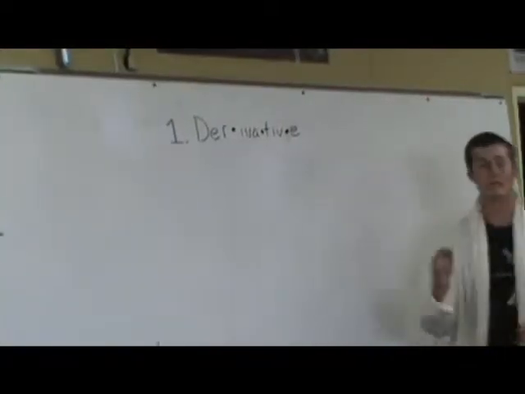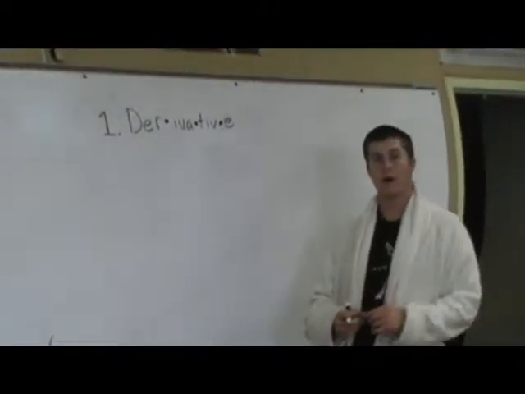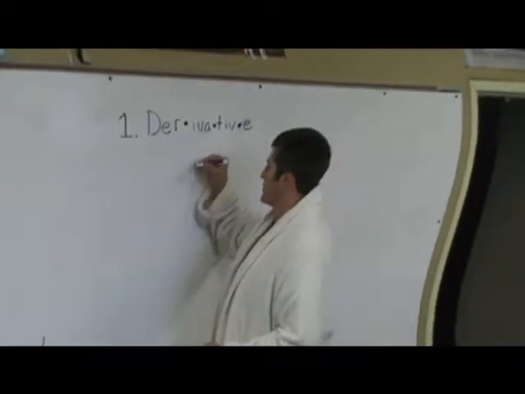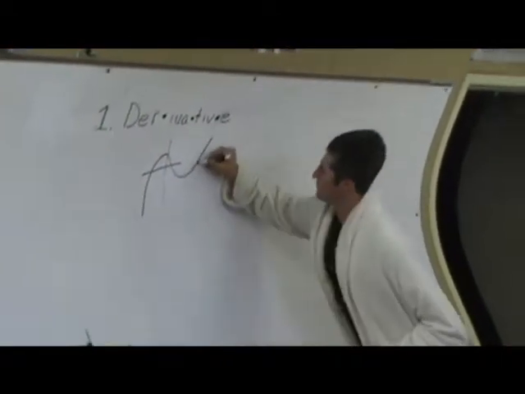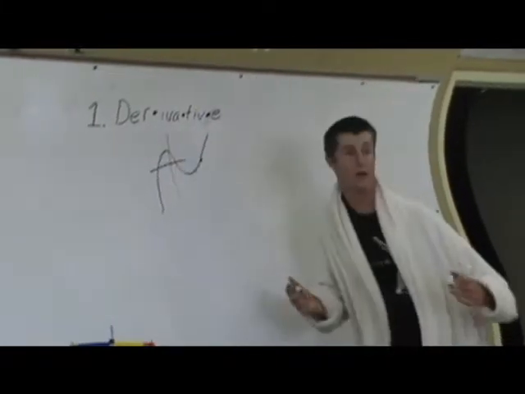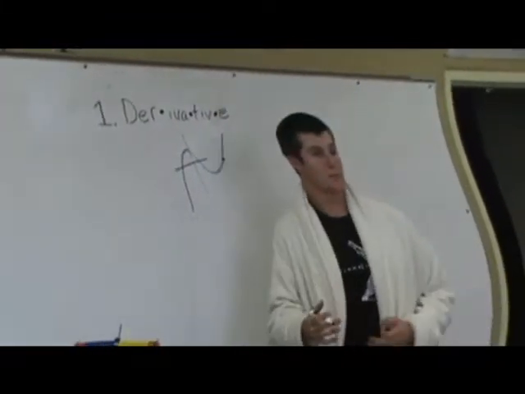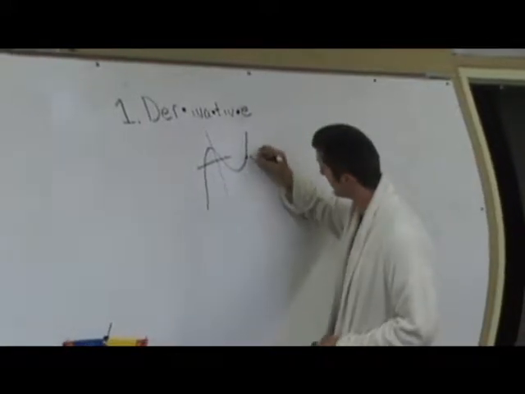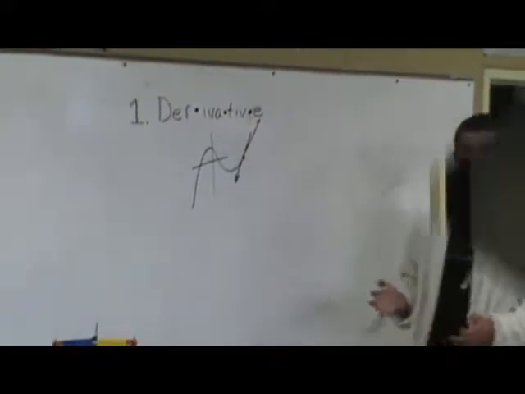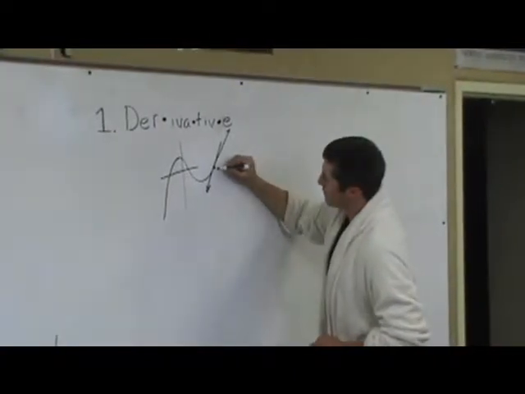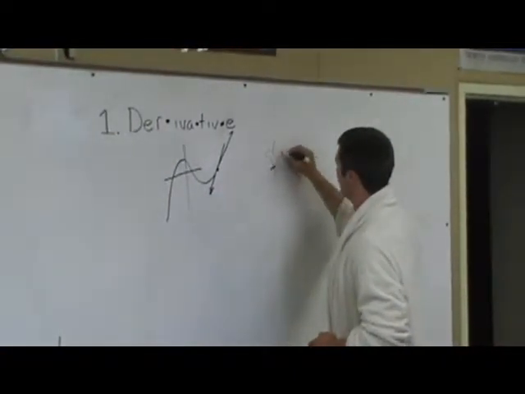Does anyone not understand what this is? Now, a derivative can help you find one specific thing: the slope at a certain point on a graph. So here's my example. You have a graph like this and you want to know the slope at this point right here. Well, if you find the derivative, that can help you know the exact slope at that point. So say you want to find the slope at this point, which is f of 2.